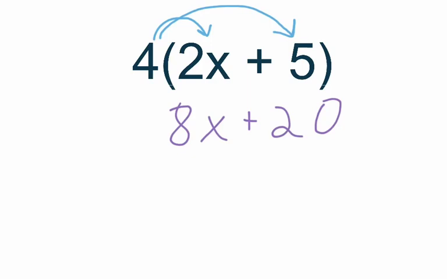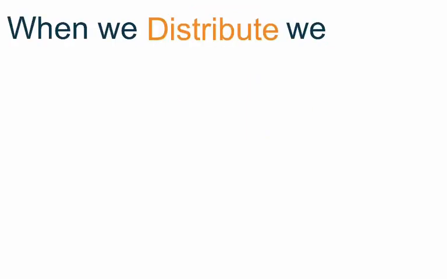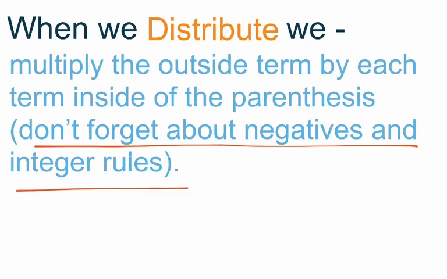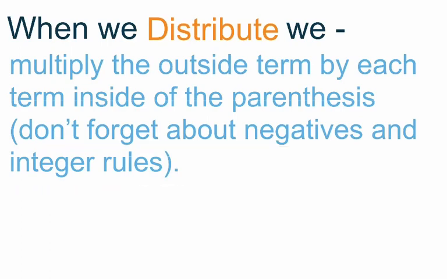So we just distributed the 4. We multiplied it. Distribute means to hand out, basically, and we multiply in math when you distribute. So we multiplied the 4 times the values inside the parentheses. You can have this down as your notes: when we distribute, we multiply the outside term by each term inside of the parentheses. And don't forget about negatives and integer rules. That's going to come up. You're going to see some examples of that in just a second, but don't forget about those.